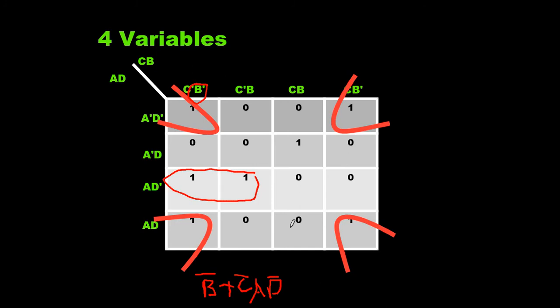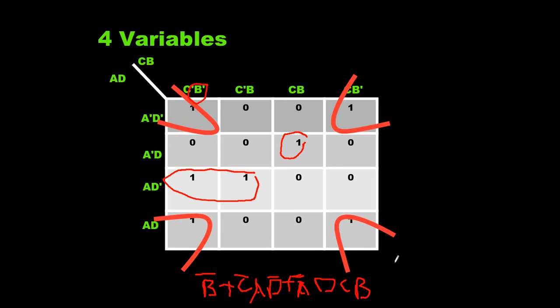Now what about this? Can I group it with any? No, it doesn't go with any one of those. It can't go with any one of them. So what does this equal? Plus CB, or I can say A naught, which is this. Let's put the naught. AD, CB.